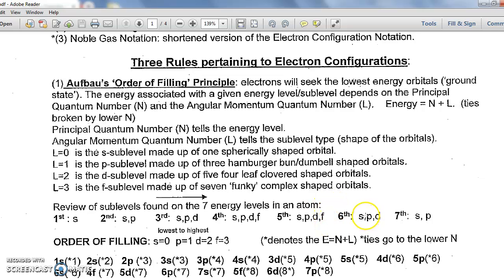The sixth has an s, p, d, f, a g, and an h. But on the sixth level, the f, the g, and the h are not needed. On the seventh level, there's an s and a p. Those are the ones that are needed. There's also a d and an f, a g and an h, and I think an i. Would that be 7?